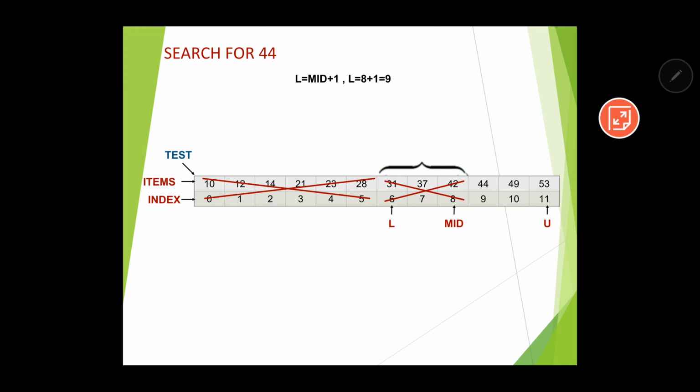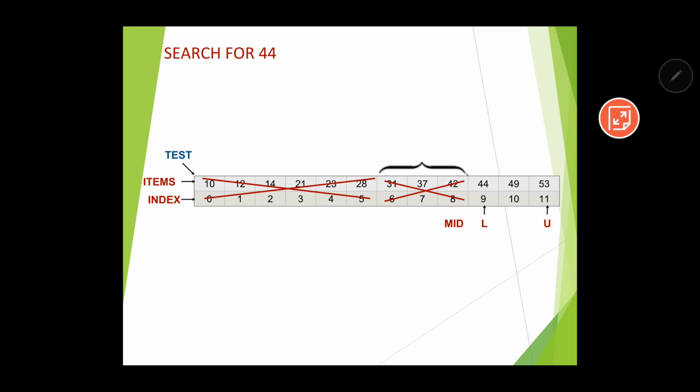So now how will we find out the lower limit? By the same formula which we used in the previous step: lower limit equals mid plus 1. What is mid? Mid is 8, and 8 plus 1 is 9. So what will be done here? The lower limit will shift its position from the 6th position to the 9th position.